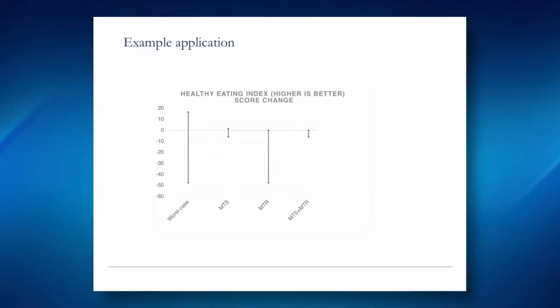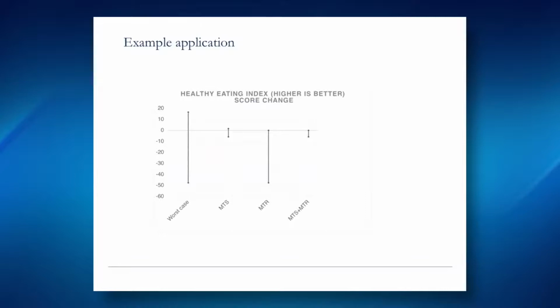Now your bounds are going to range from the observed mean difference to 0. You might think that doesn't help you very much with MTR alone, but the reason you add it is that you can combine the first two assumptions, and now you've narrowed your bounds even further.